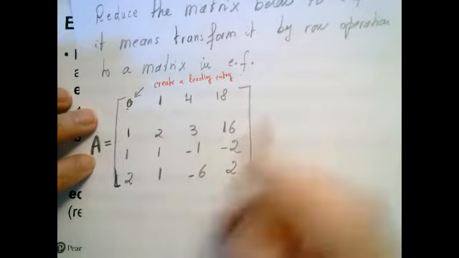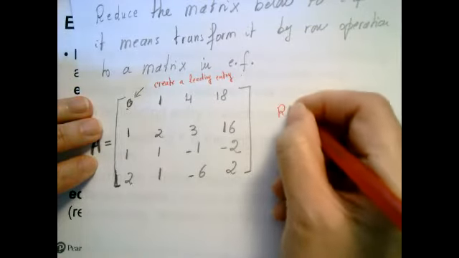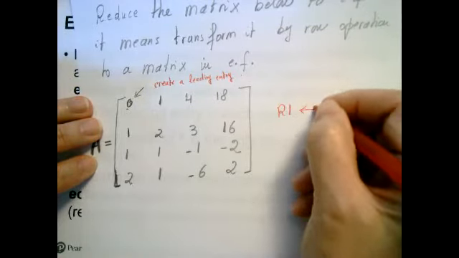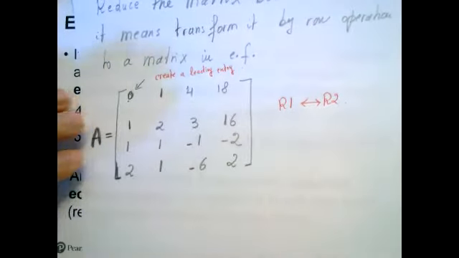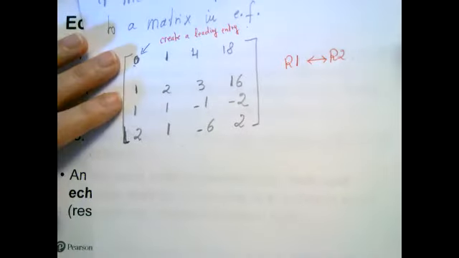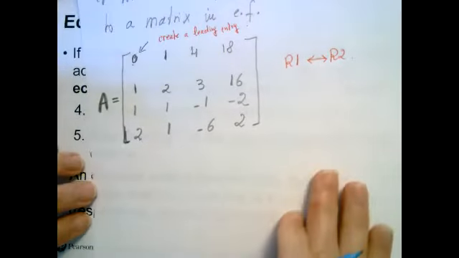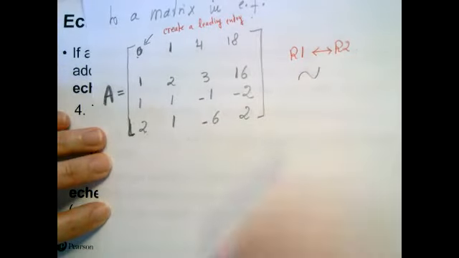So the first operation, I want to create a leading entry here. To create a leading entry, we're going to do R1 interchange R2. And that's the algorithm we will all follow. If there is leading, I'm done. I don't have to do anything. If there is no leading, I have to do other things. So this means that's the equivalent.